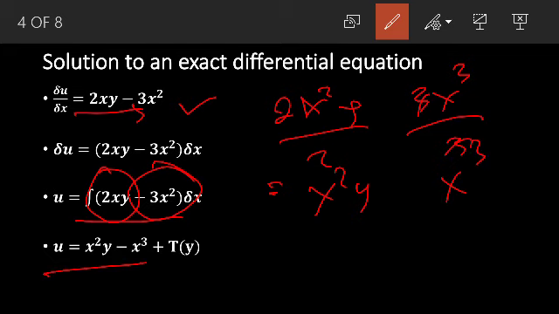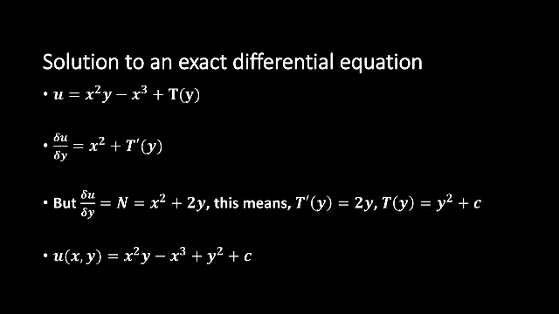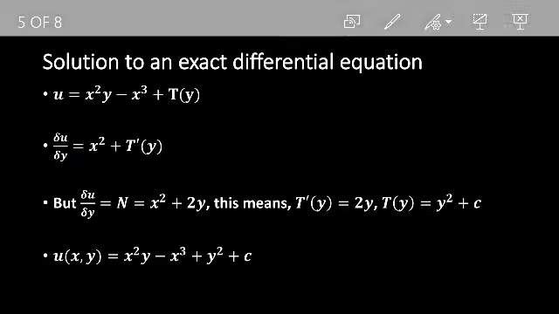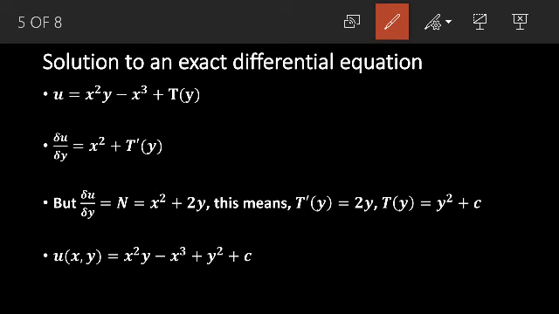Then of course, whenever you integrate a function of x, y with respect to x, it means that there will be an integration constant, which must be a function of y. In the same way, if you integrate with respect to y, then there must be a constant which is a function of x. So that's the reason we have that. Okay, so we have u equal to x squared y minus x cubed plus t(y), which is a function of y. So here we can now differentiate u with respect to y.